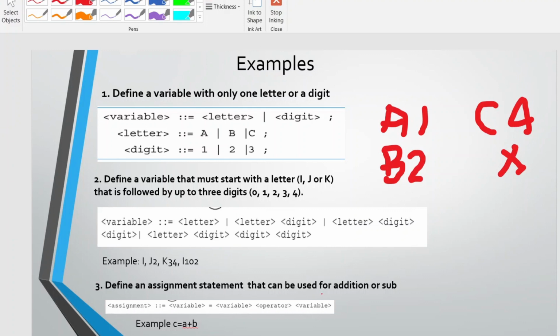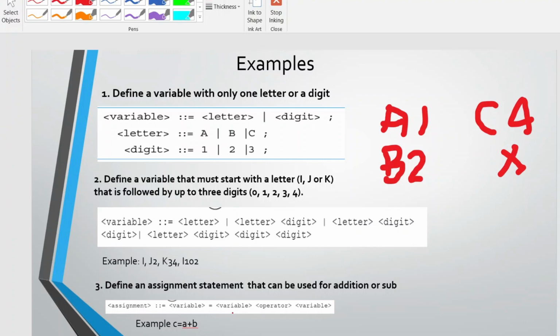Define an assignment statement that can be used for addition or subtraction. So here I will write the word assignment on my left hand side. An assignment is defined by what we have to write? We have to write a variable, and then we have to define that variable in the same statement, because we don't have any expanded form of the assignment. So we can write the definition of a variable after this define symbol. So variable is equal to variable operator variable. The assignment statement here is limited to addition or subtraction of two variables, right?